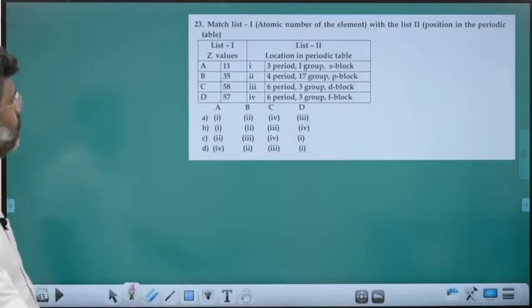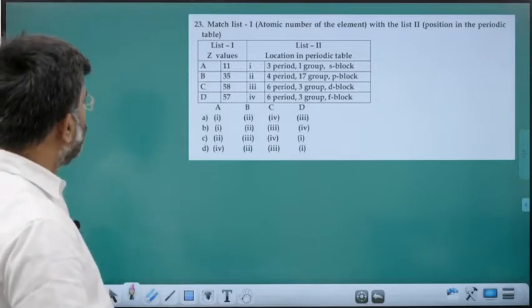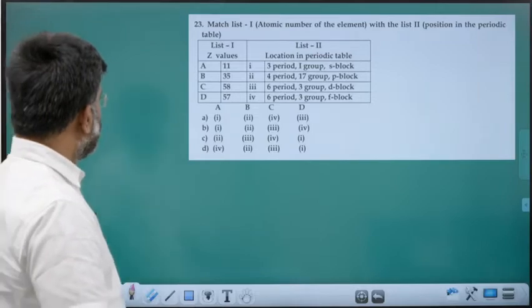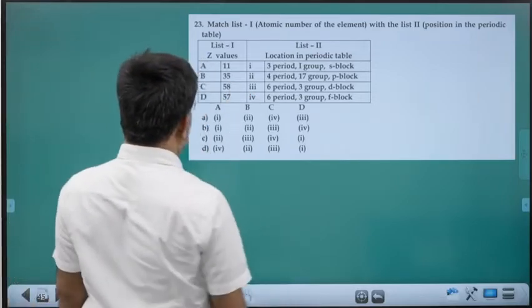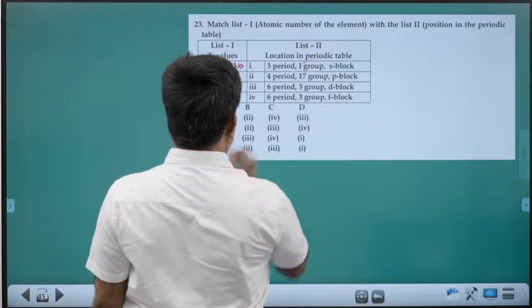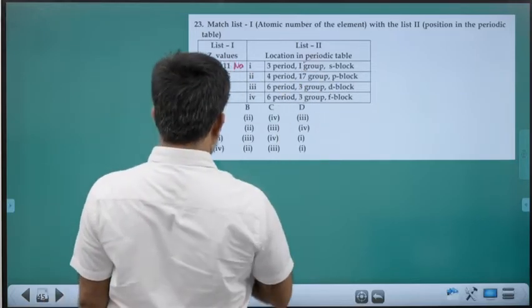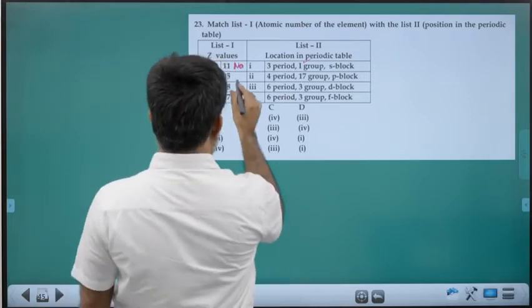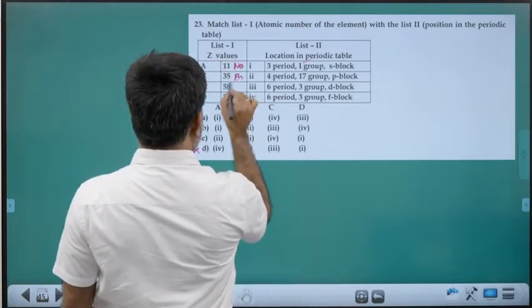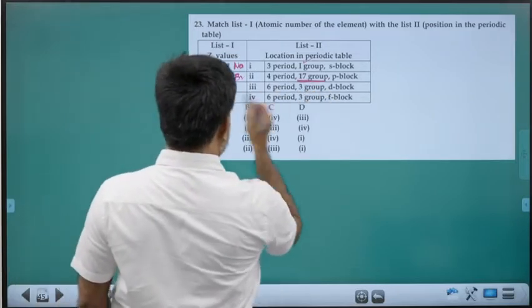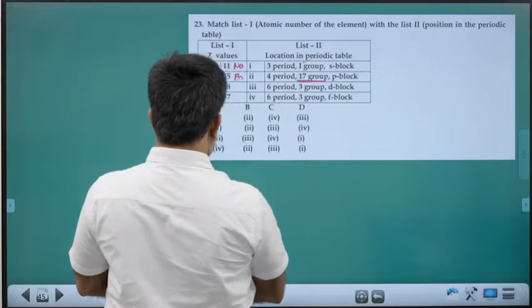Question 23. You see, atomic number 11 is sodium. Sodium is in group 1. So A with 1. So this is out. Now 35, all of you know it is bromine. Bromine is with group 17 halogens. So B with 2, correct.